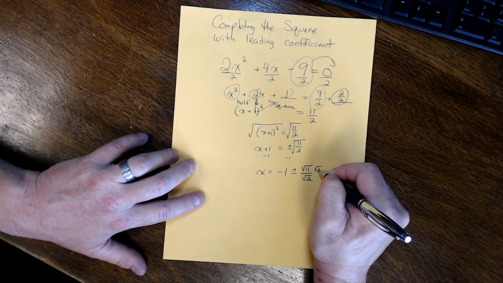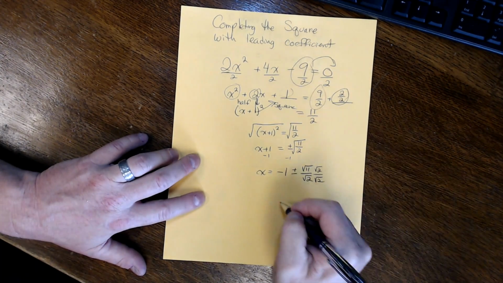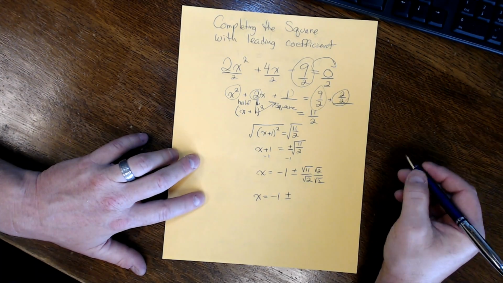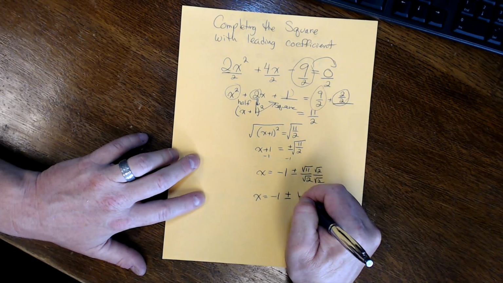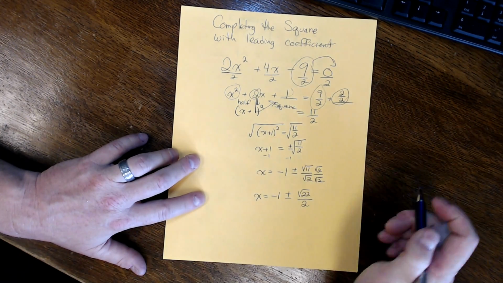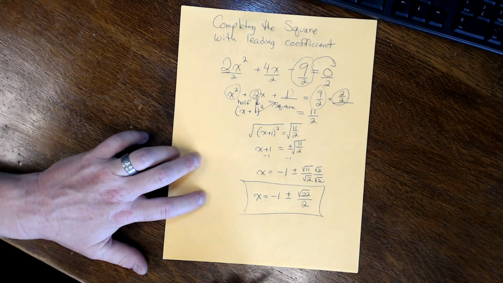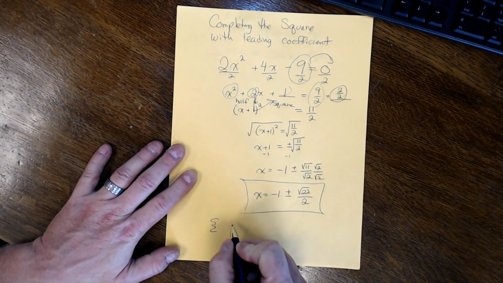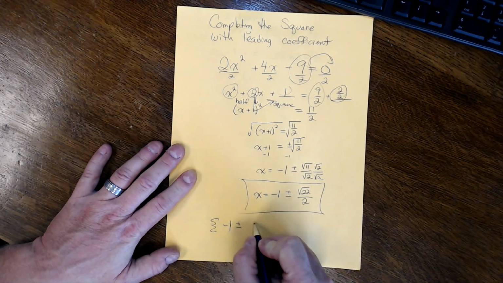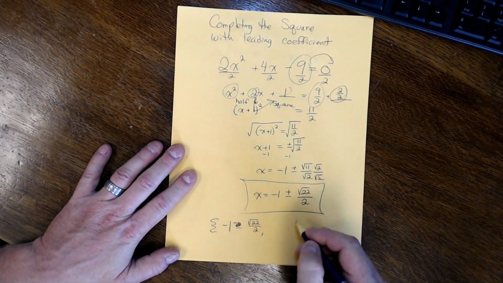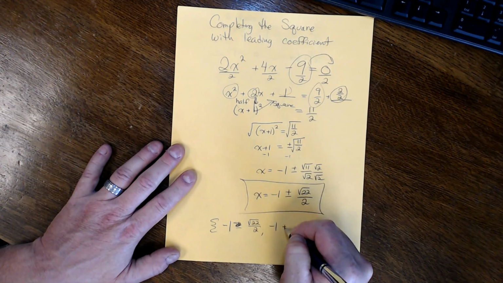I'm multiplying it by root 2 over root 2. So I'm going to get minus 1 plus or minus root 22 over 2. And there's my answer. Again, for my math lab, you'll have to write it as 2 separate answers. So you write the negative one, and then you write the positive one.